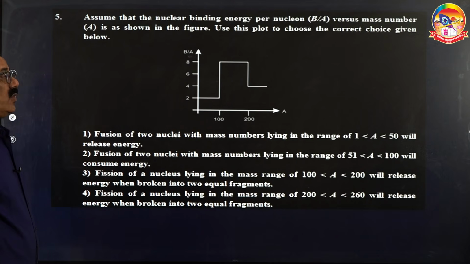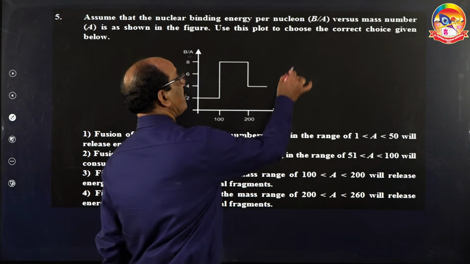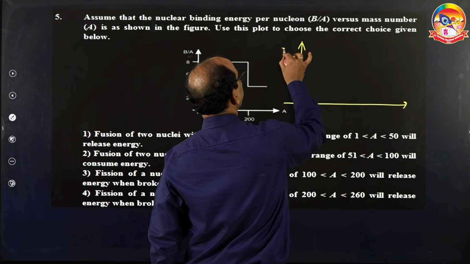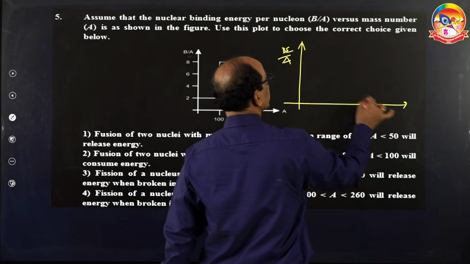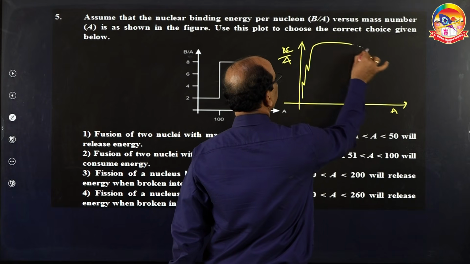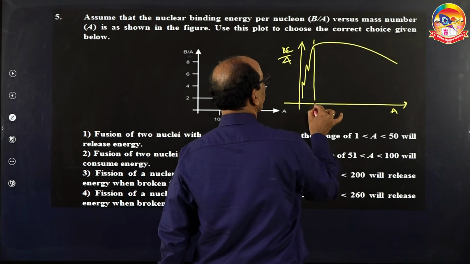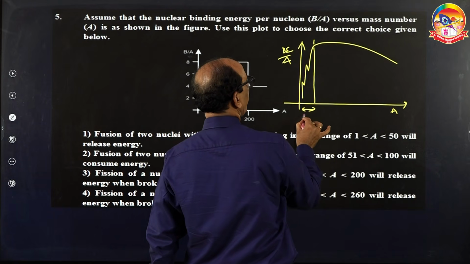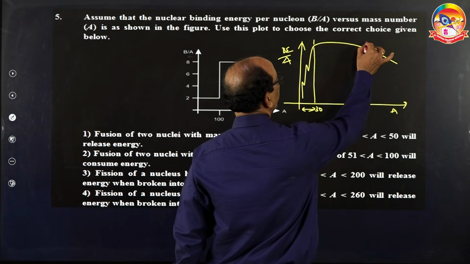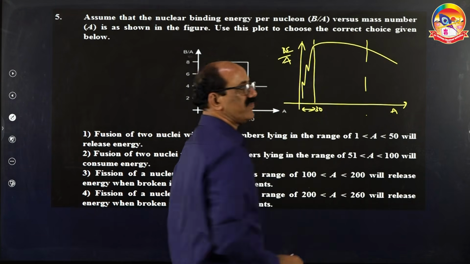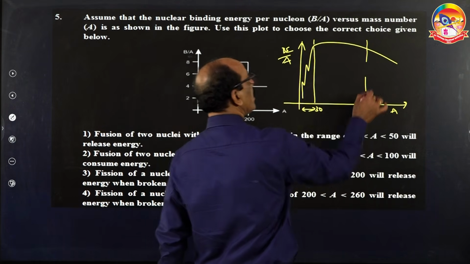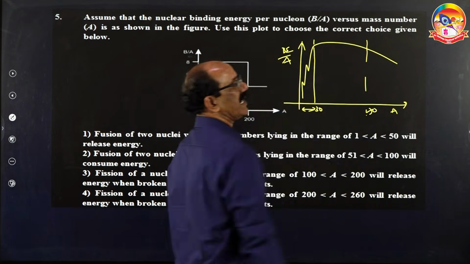As we discussed already, the average binding energy per nucleon versus mass number curve happens to be like this. It is small for nuclei below mass number 30, and from 30 to 170 it is fairly large, nearly 8.5 million electron volt. Beyond 170 it again decreases.